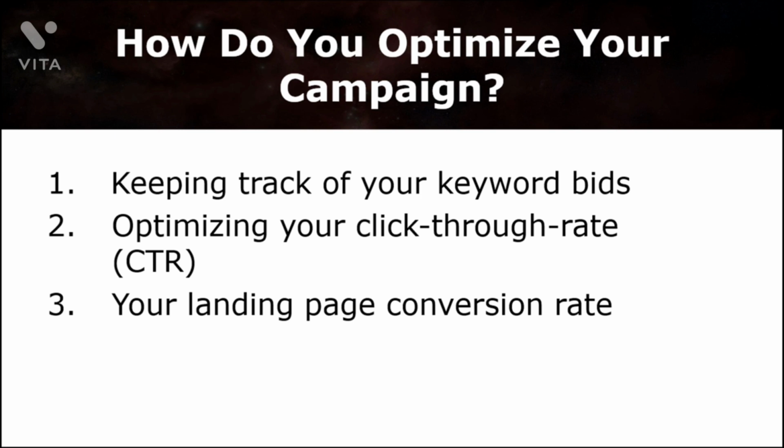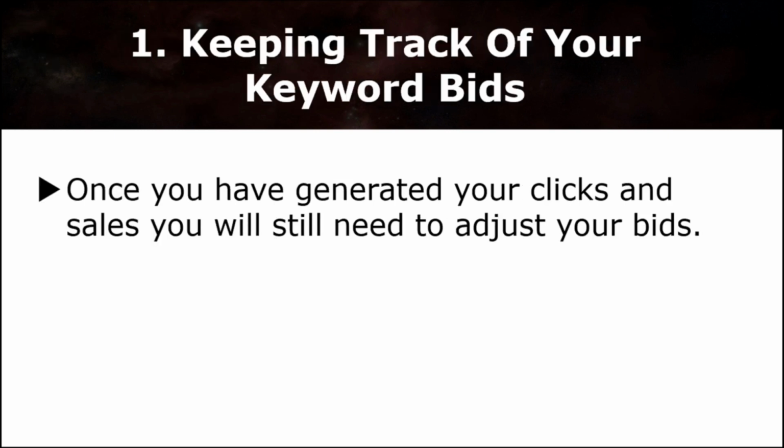The 3 methods are 1, keeping track of your keyword bids, 2, optimizing your click-through rate, CTR, and 3, your landing page conversion rate. First, keep track of your keyword bids. Once you've generated your clicks and sales, you'll still need to adjust your bids. If your keywords are generating profit, but you're still not ranked as the top campaigner, then you should continue to raise your bidding price. However, if your keywords are not generating any profit, you would eventually have to lower your budget in bidding or pause the campaign to improve your game.